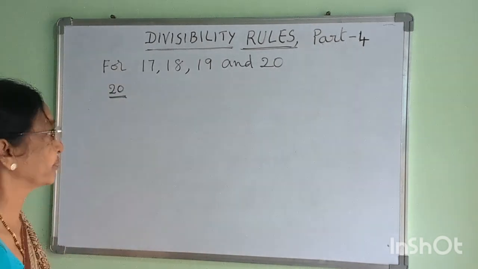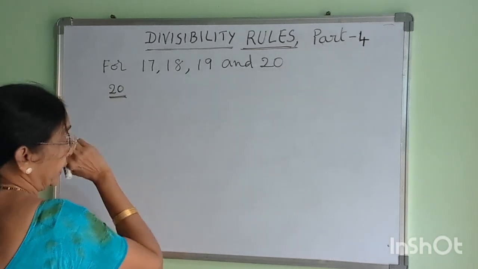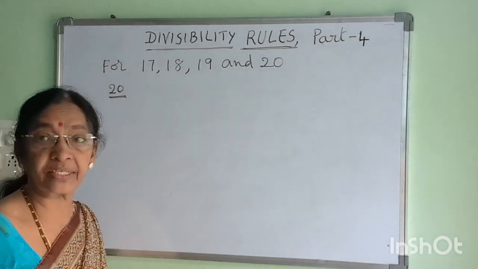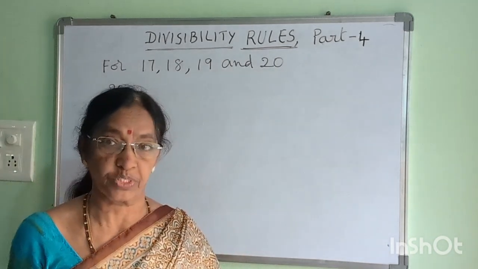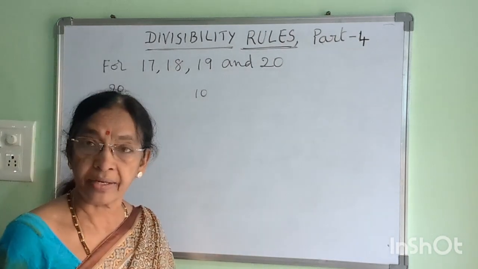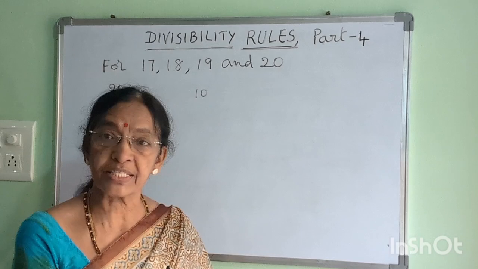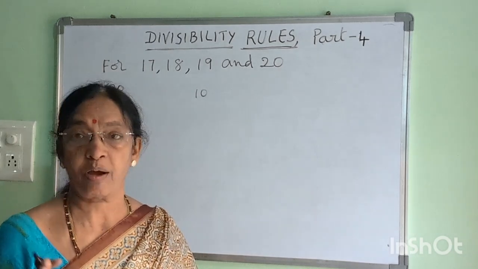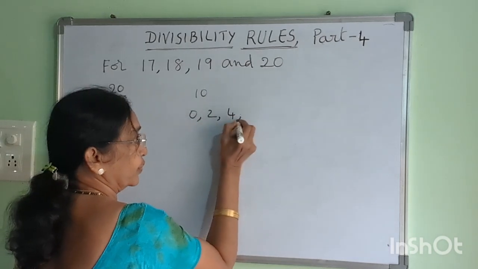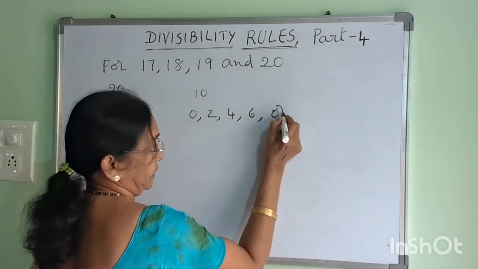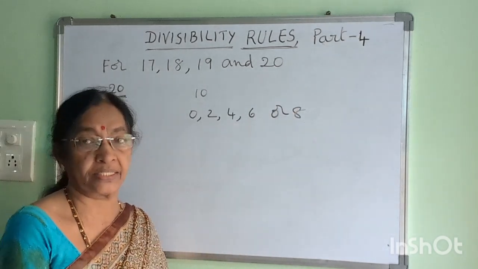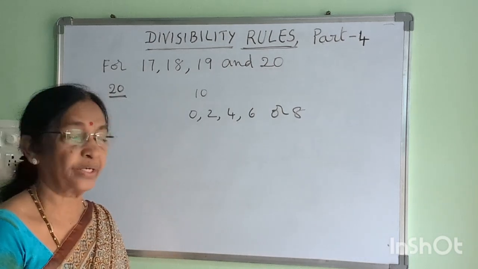Divisibility rule for 20. If a number is divisible by 10, that means a number must contain 0 in its units place. It must be divisible by 10. And the digit in the tens place must be an even number or 0. The digit in the tens place must be 0, 2, 4, 6 or 8. That means the tens digit must be divisible by 2.